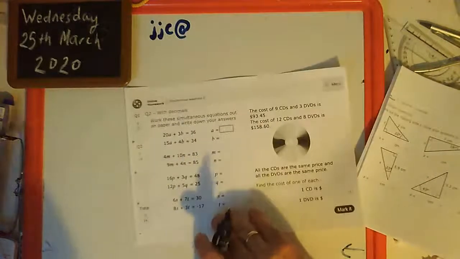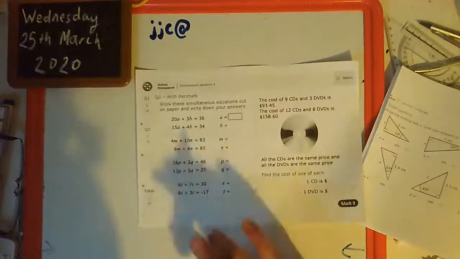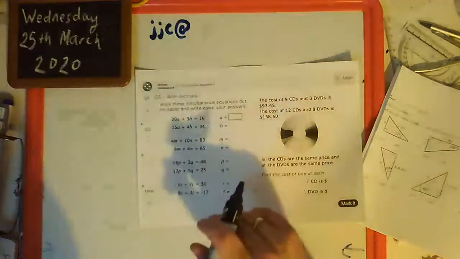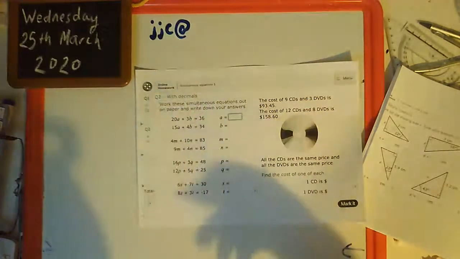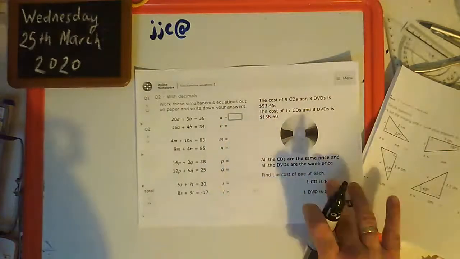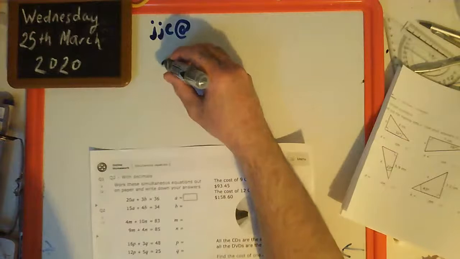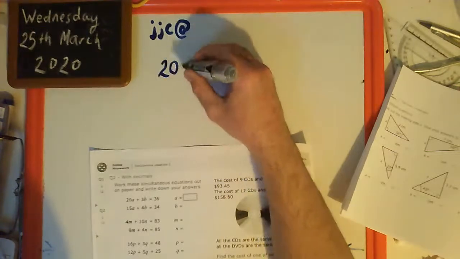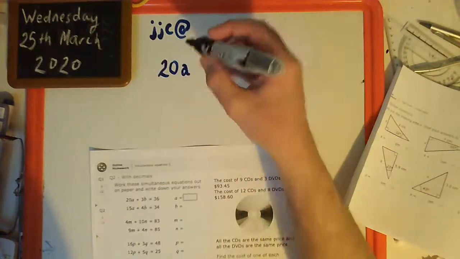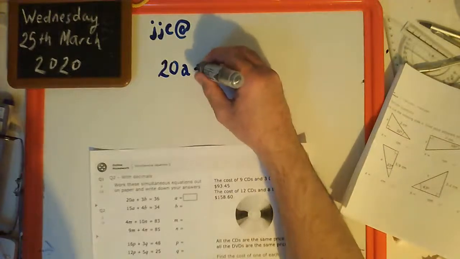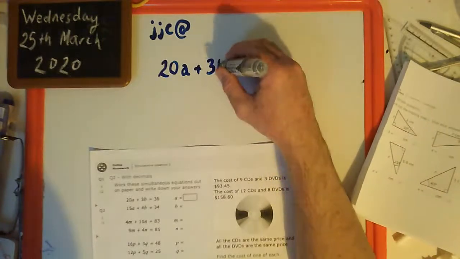Anyway, so simultaneous equations. The thing with this block of questions is that it's with decimals. Just because it's simultaneous equations doesn't mean that the answer has to be a nice, neat, round number, and often in real life situations, it's not.